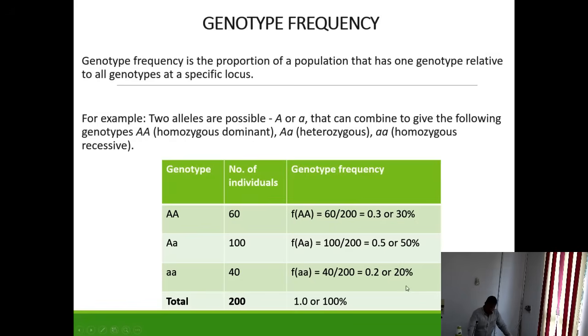And if you need to calculate the allele frequency, you just add them. This one plus half of this one will give the allele frequency of capital A, which is around 0.55. And the small a frequency will be 0.45. This is how we calculate the gene and genotype frequency at a particular locus.